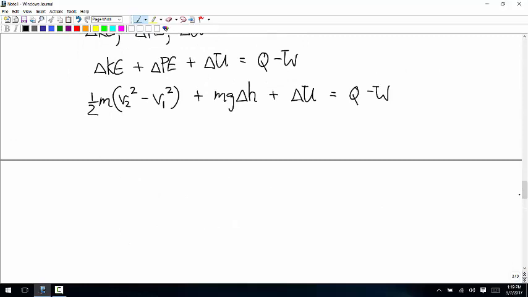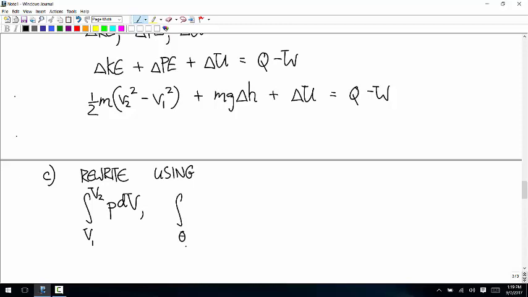Okay, so now, where do these fit in? Skip C. So now rewrite this equation using the integral from volume 1 to volume 2 of PdV, and the integral from theta 1 to theta 2 of moment d theta, and the integral from x1 to x2 of sigma A dx. So where do those fit in?